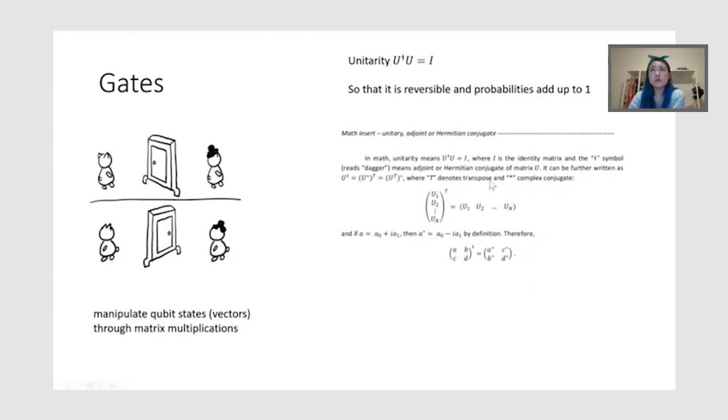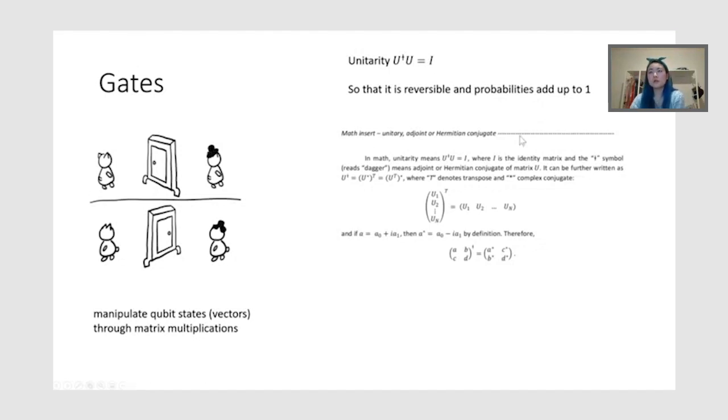It is because we need to make sure that the quantum gate is reversible. Having matrices be unitary allows them to be reversible. And what does that mean? It just means that when you apply your gate to your qubit, and then you apply the reverse of it, you can get back to where you started. So unitarity guarantees your matrix to be reversible, and also allows the probabilities to add up to 1.